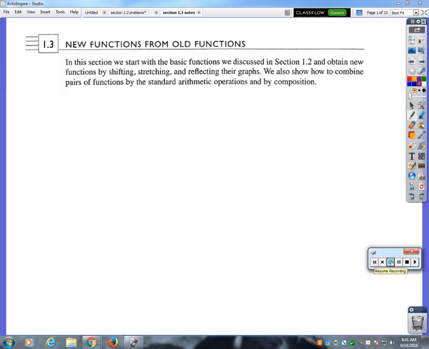All right, so we continue to trudge onward. We made it to 1.3. Hey, we did 4 little review tests also. So this is really our 7th section. In this section, we start with the basic functions that we discussed in the last section and obtain new functions by shifting, stretching, and reflecting the graph.